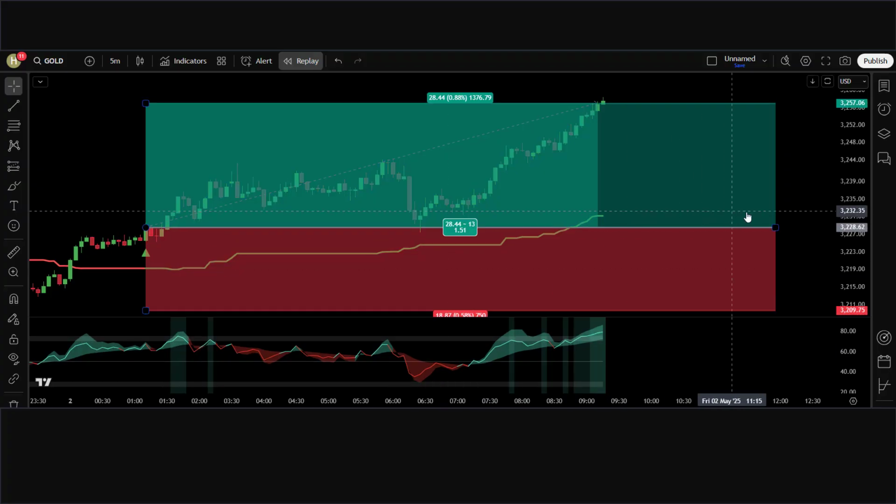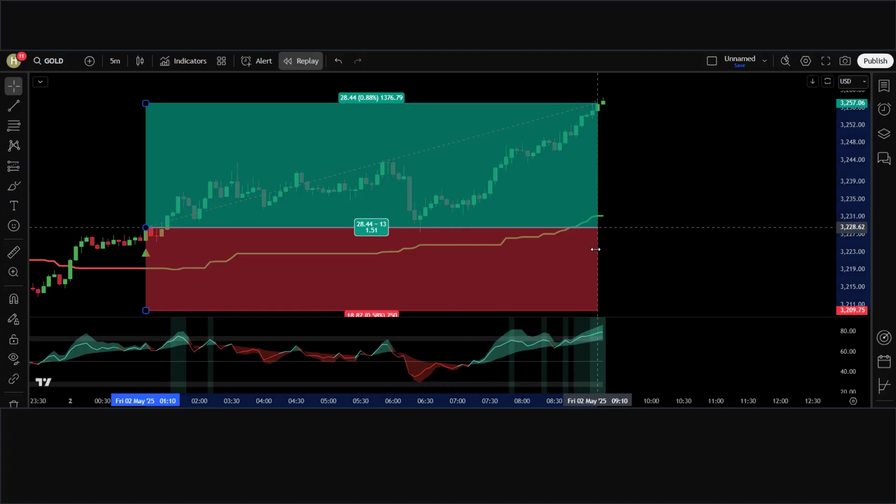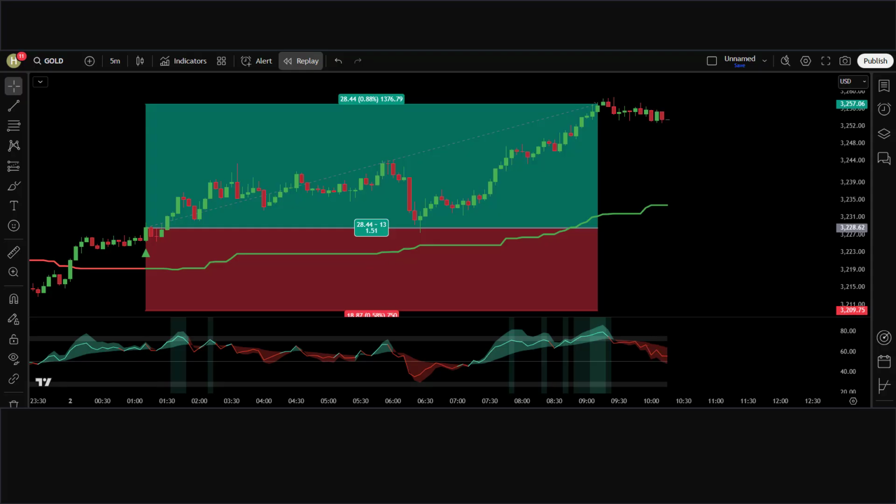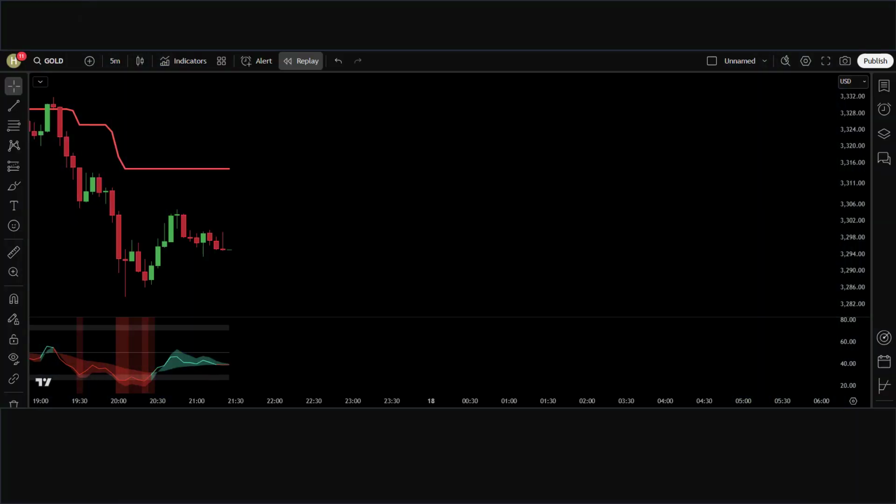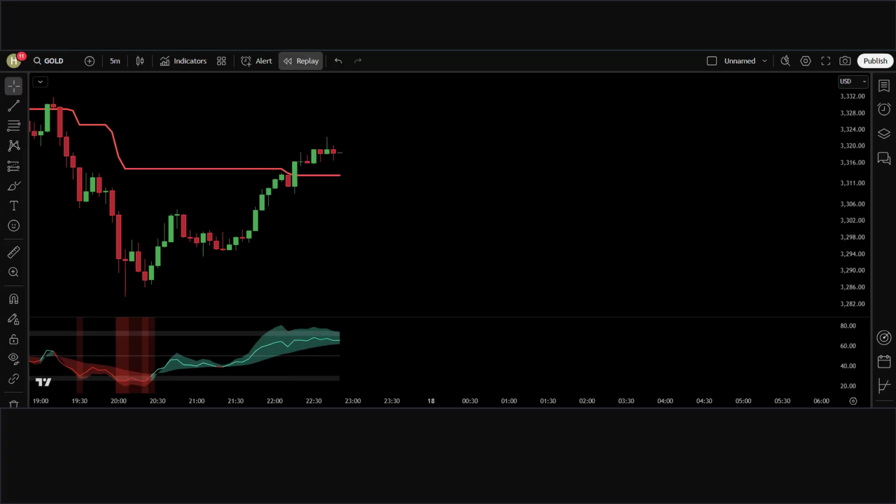The market has completely hit the target. I hope you have understood this trading strategy. If not, then don't worry, we will see multiple trades so that you will definitely understand.